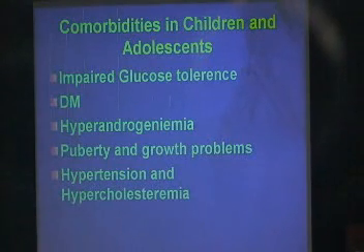In children and adolescents, it's almost the same. They have their own little extra problems, from impaired glucose tolerance and diabetes. They have hyperandrogenemia. Also, there is an increase in linear growth. They have puberty issues, as well as hypertension and cholesterol.